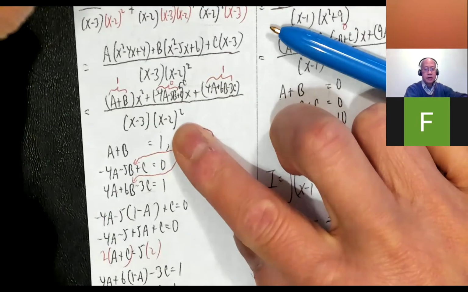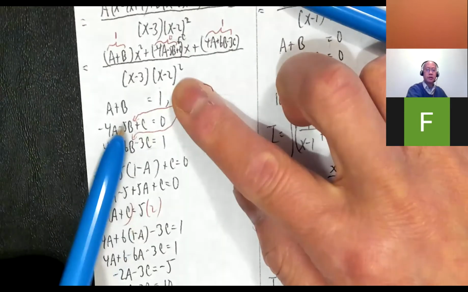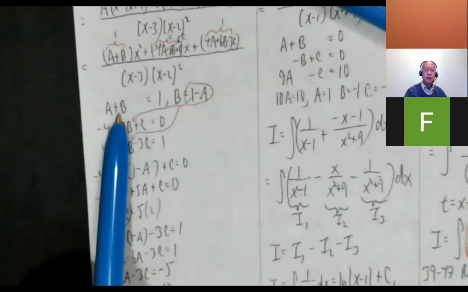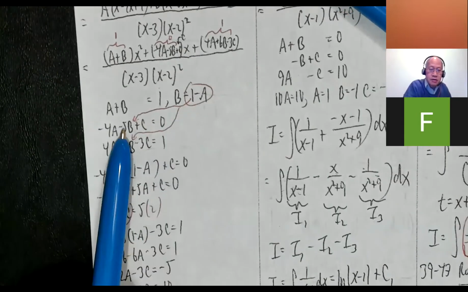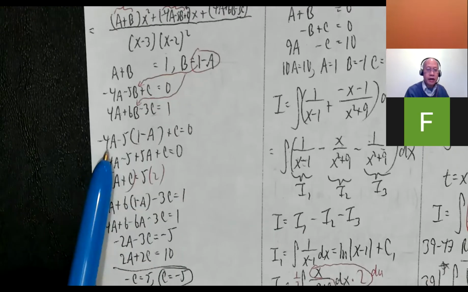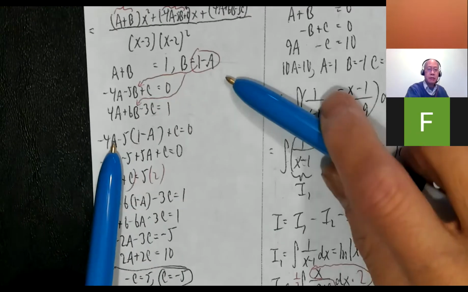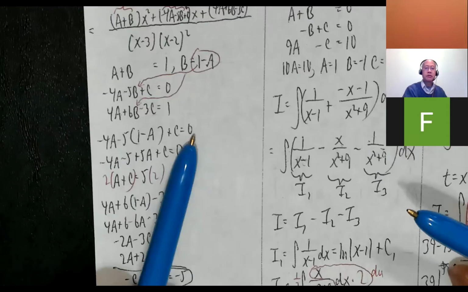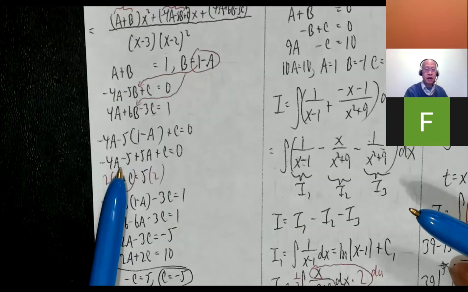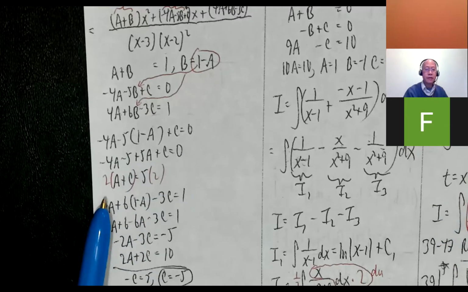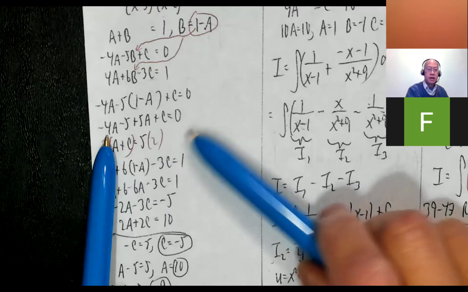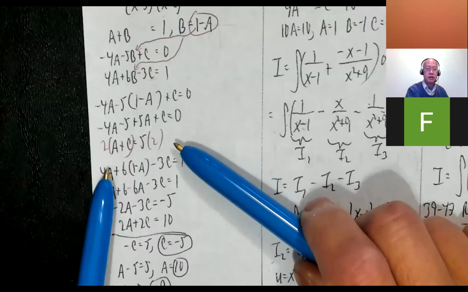Okay, so there's several ways to solve that. I decided to aim for substitution. If a plus b equals 1, that means b equals 1 minus a. And I plug that right into here and right here. So negative 4a minus 5b, which is parentheses 1 minus a, plus c equals 0. And clean this up. Negative 4a minus 5 plus 5a plus c equals 0. That gives me a plus c equals 5. A plus c, add 5 to both sides, a plus c equals 5.